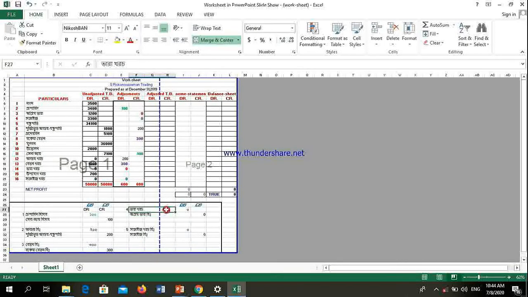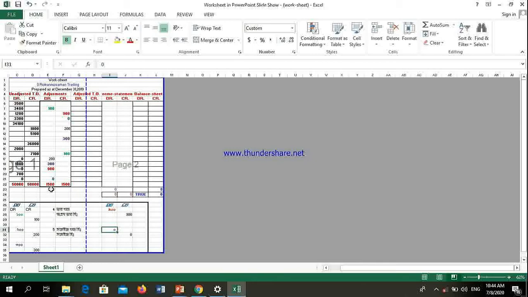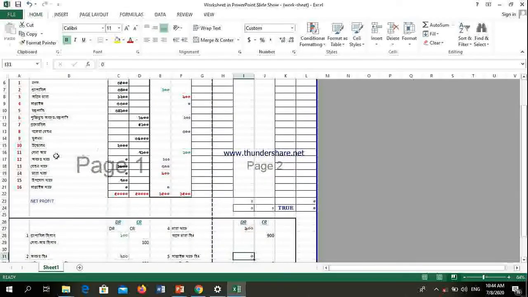Now rent expenses. Rent expenses, how much amount was there? Taka 900. Am I right? 900. Okay, 900. So rent expenses debit and advance rent credit. Rent expenses debit and advance rent credit. Rent expenses debit. How much amount?